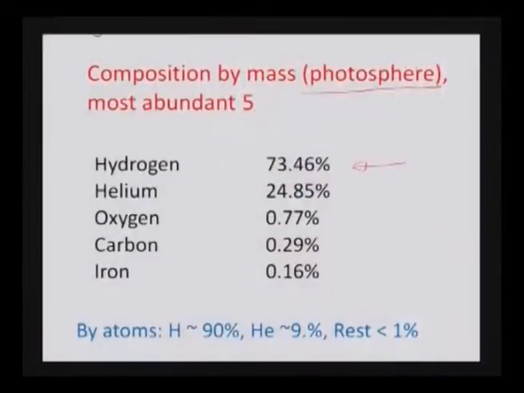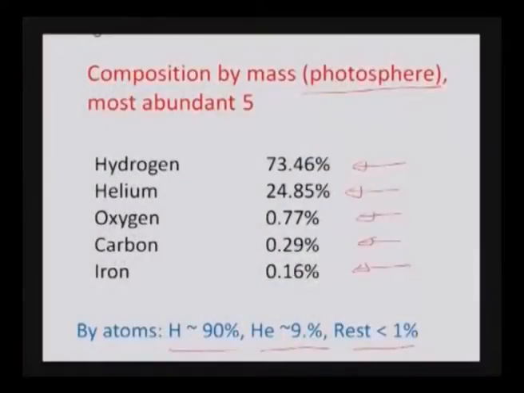So, there the composition is given here: 73.46% hydrogen, helium 24.85, then oxygen and carbon and iron and many more. So, these are the most abundant 5. If I go by atoms, then the number of hydrogen atoms will be more than 90%, and helium is about 9%, and the rest is about 1%.